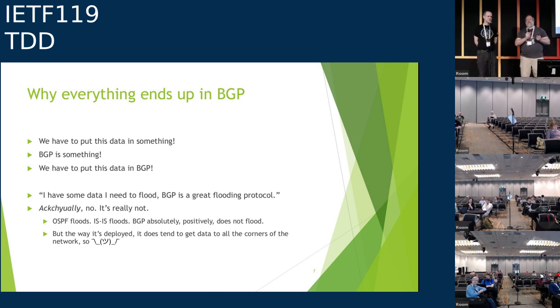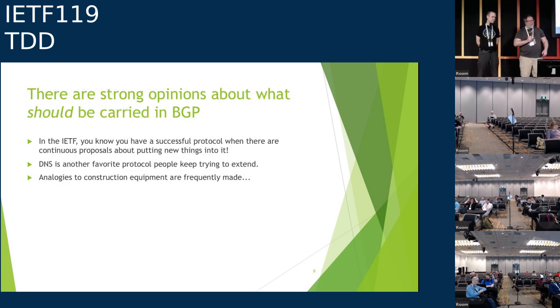Convergence for BGP is the source of several papers, and we're not going to cover those today. Like I was saying, people have very strong opinions about what you should carry in BGP. One of the things you have in the IETF is that if you are constantly being asked to put strange things inside your protocol, well, it's popular. DNS is another favorite thing that people want to put stuff inside of. The problem is, what can you actually shove into these things?